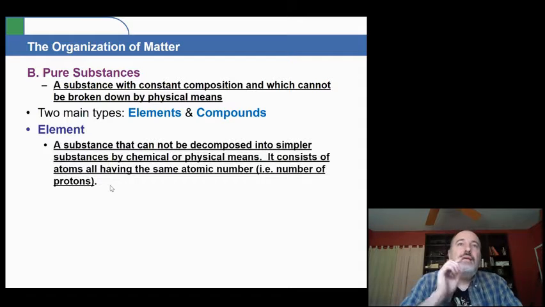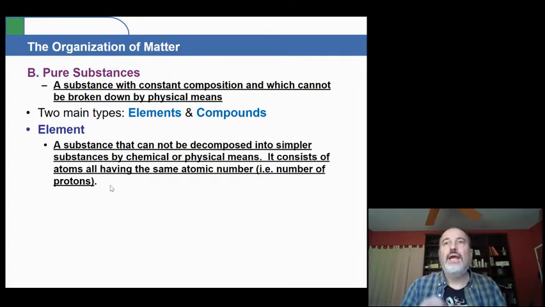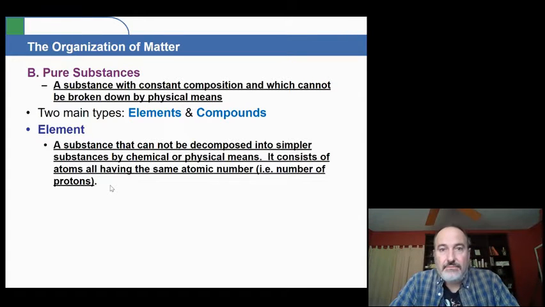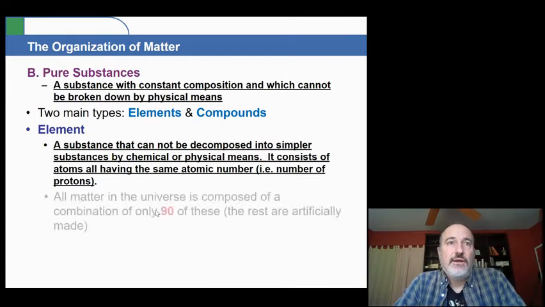An element is a substance that cannot be decomposed or broken down into similar substances by either chemical or physical means. It consists of atoms all having the same atomic number, in other words, the number of protons. We're going to talk more about that in a future lesson. But basically, think of elements as a whole bunch of different flavors of atoms, different varieties of atoms. That's what elements are.